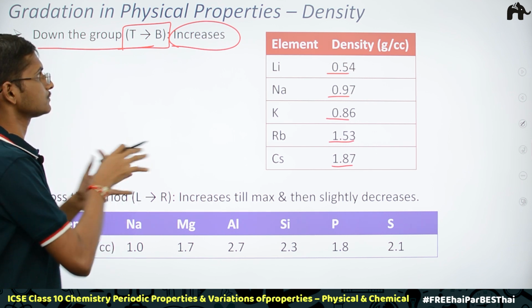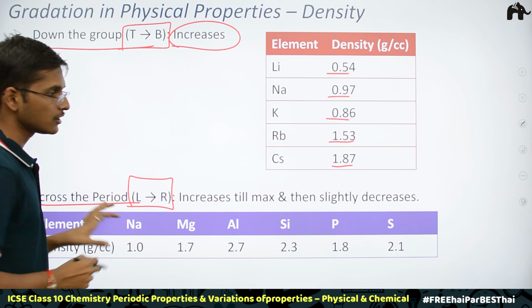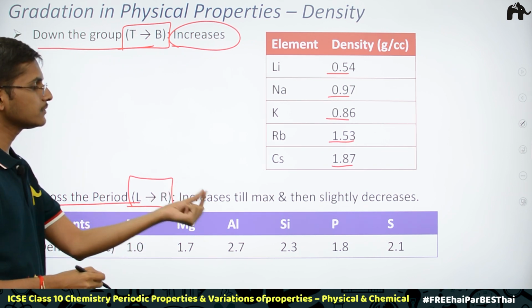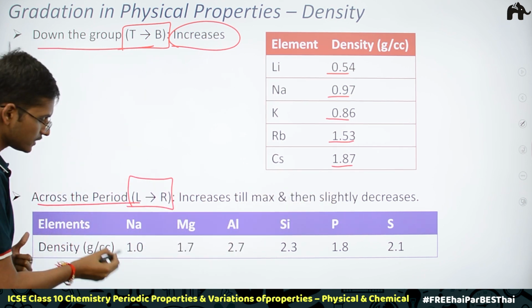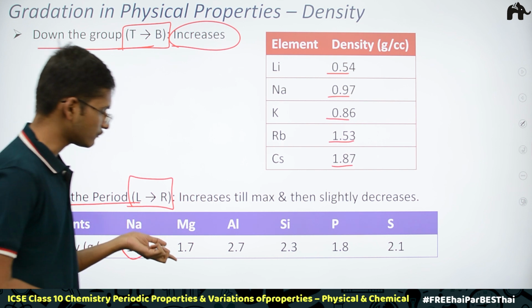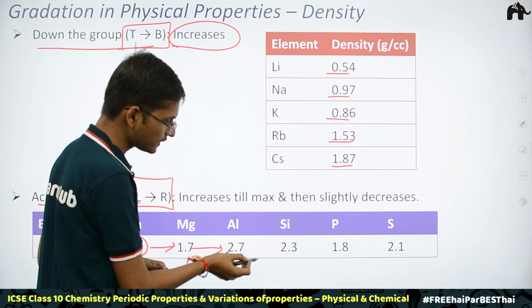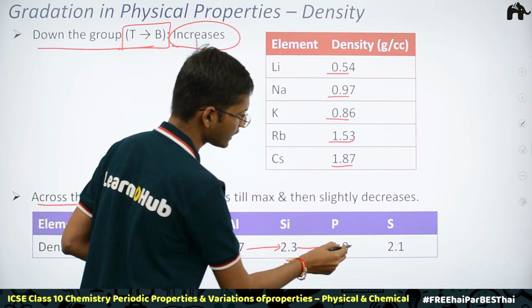Now moving to the across the period trend, when we move from left to right, what is happening? We have taken an example of third period elements: sodium, magnesium, aluminum, silicon, phosphorus, sulfur. Now the density in the case of sodium is 1, magnesium 1.7, it's increasing, then again 2.7, again increasing, but after that, see, it's decreasing, 2.3, then 1.8 and 2.1.